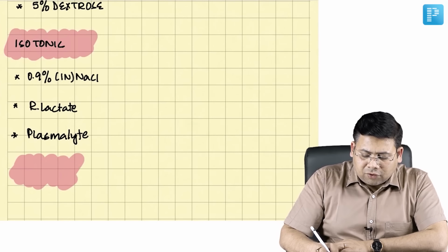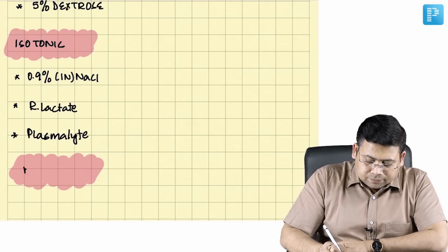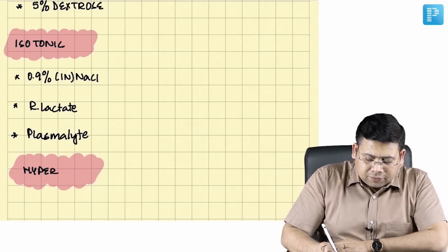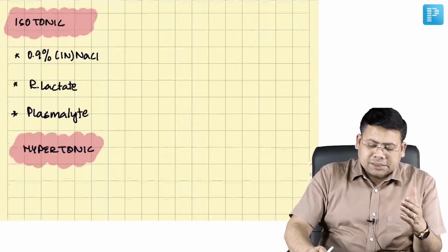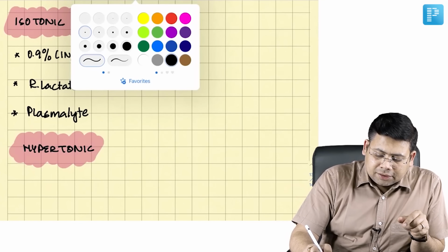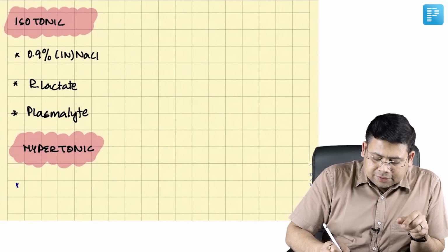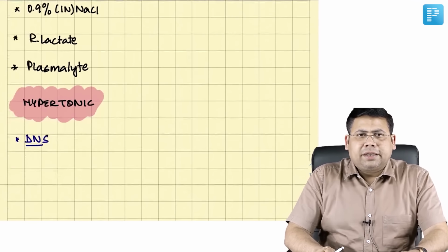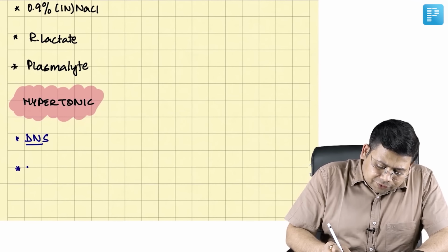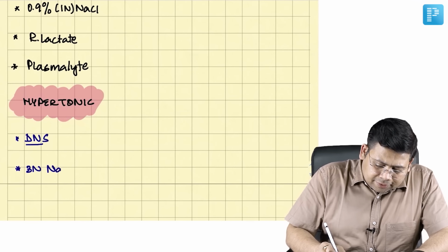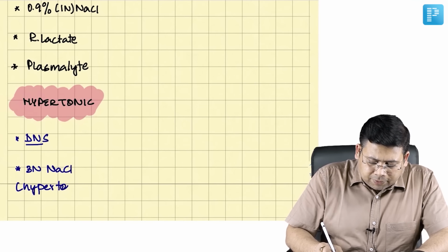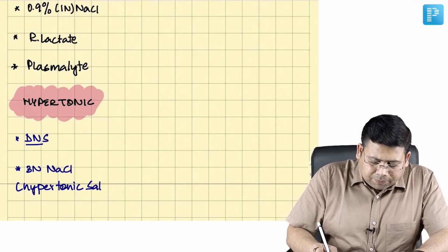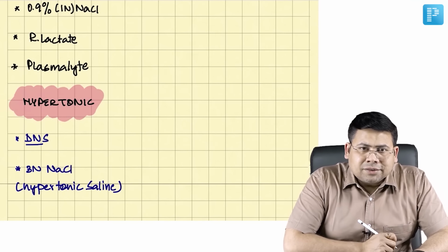Then comes the question of hypertonic fluids. What fluids are hypertonic? Yes, we have DNS, a combination of 5% dextrose and normal saline. Then you have 3 normal NaCl. This is commonly known as what? Hypertonic saline. So DNS, 3 normal NaCl.